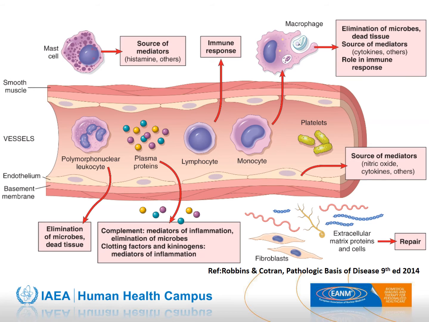This diagram looks at the various mediators and cells involved in the inflammatory process. These include the polymorphonuclear cells, seen in acute responses, while the lymphocytes and the monocytes are mediators of the chronic inflammatory process. Mediators or activators for the inflammatory process include nitric oxide, cytokines, and other complement mechanisms.